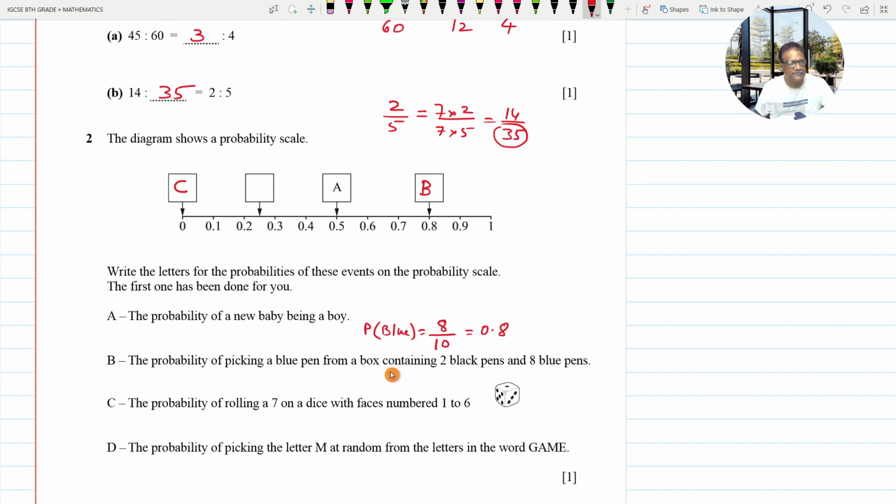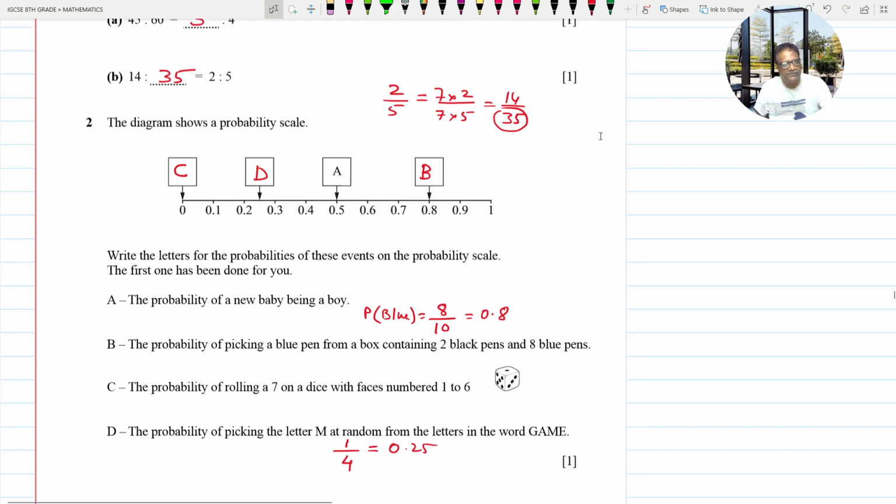Probability is 0. Then coming to D, the probability of picking the letter M at random from the letters in the word game. In the word game, you have 4 letters and the probability of getting an M will be 1 by 4, isn't it? 1 by 4 happens to be how much? 0.25. So this is the probability, and here I can see this is 0.25. So here I'm going to put a D. That's the answer for my question number 2.